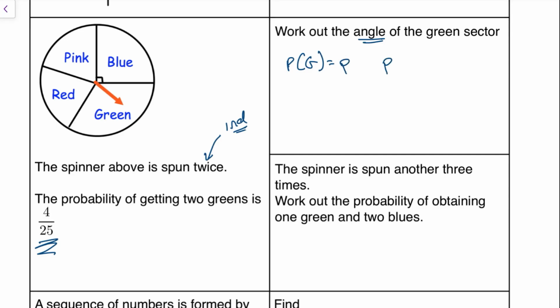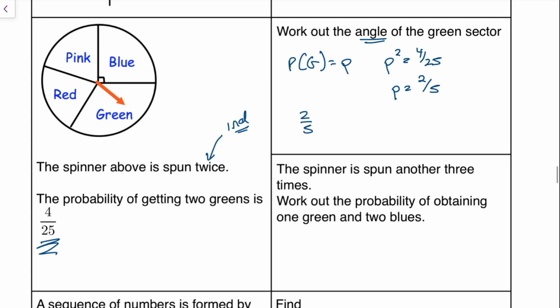The probability of getting 2 greens is p squared, and that equals 4 over 25, which means the probability of getting 1 green is the square root of 4 over 25, which is 2 over 5. Which means the angle is 2/5 of 360 if it's a fair counter spun properly, and 2/5 of 360 is 720 over 5, which is indeed 144 degrees. Answer to the first one, 144. Cleverly worded question, I like that question.